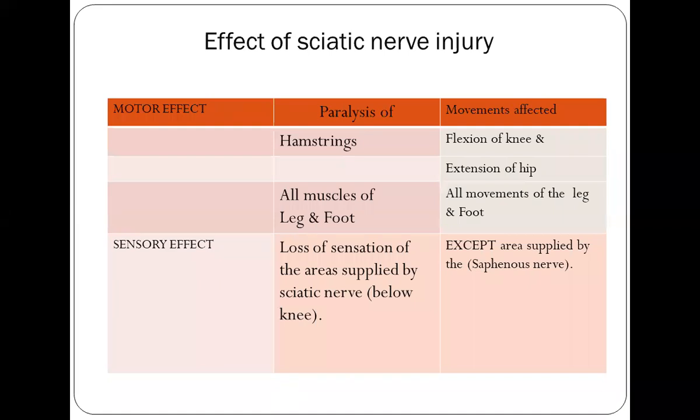Because of paralysis of the hamstrings, flexion of the knee and extension of the hip are affected. Paralysis of all the muscles of the leg and foot means all the movements of the leg and foot are affected, and there is a sensory effect. The area supplied by the saphenous nerve will be intact. There will be loss of sensation elsewhere. These are the effects of sciatic nerve injury in the gluteal region.